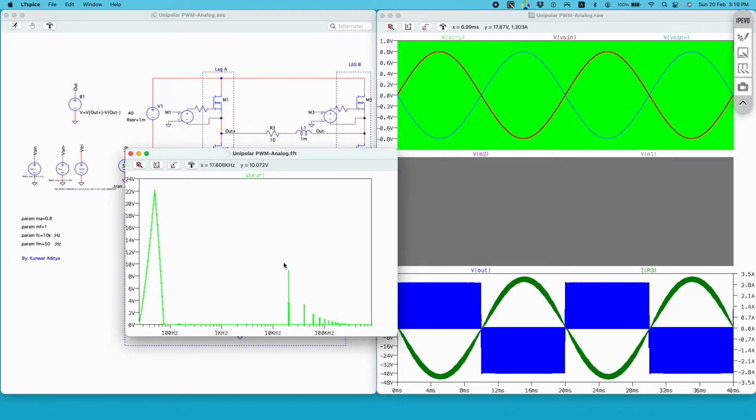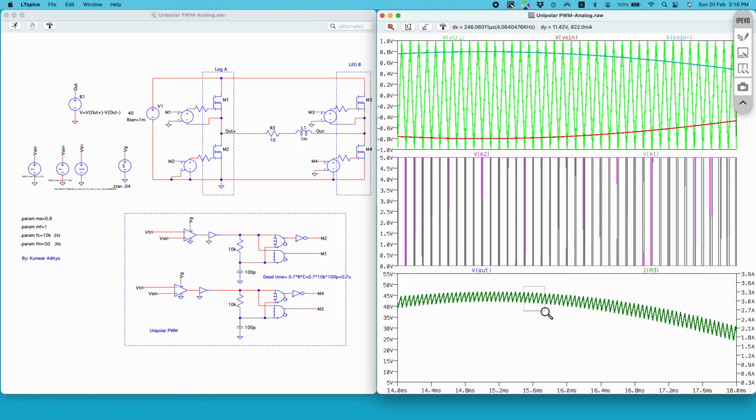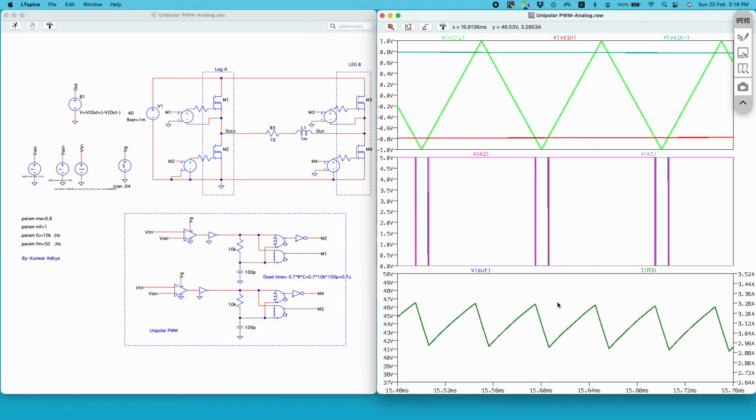So filtering is relatively easier in the unipolar PWM technique compared to the bipolar PWM technique, because your harmonics have shifted to a higher frequency. So you need a smaller inductor to filter out the harmonics. This is one of the biggest advantages of unipolar PWM over bipolar PWM. So that's it, and you can watch my bipolar PWM video to understand the difference between these two.